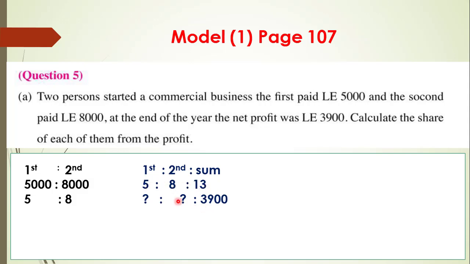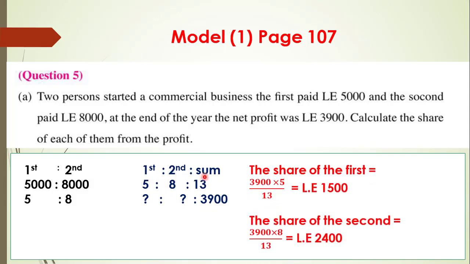Using cross product, we can calculate the share of the first and the share of the second. The share of the first, 3,900 times 5 over 13, will be 1,500 pounds. The share of the second, 3,900 times 8 over 13, the result will be 2,400. Okay. If you want to make a check, you can add the two numbers here. 1,500 plus 2,400, the result should be 3,900.